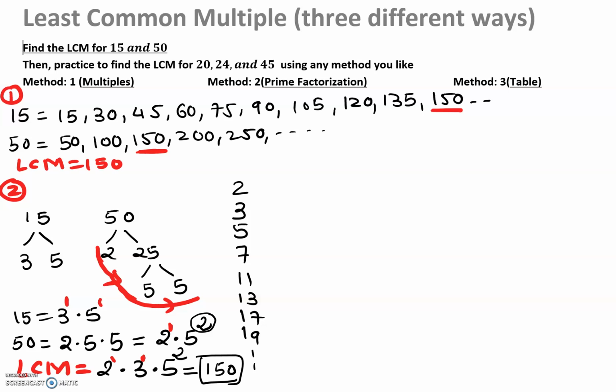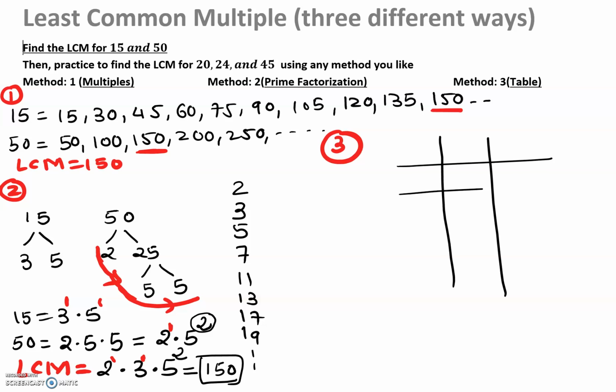Let's do the third method. And the third method is the table method. For the table method, you make columns and rows. I'm going to make 3 columns because I have 2 numbers, we need 3 columns. If there were 3 numbers, we would need 4 columns. So these are my 3 columns and a bunch of rows.